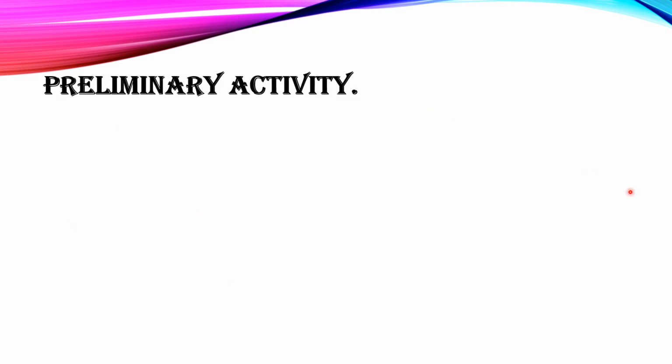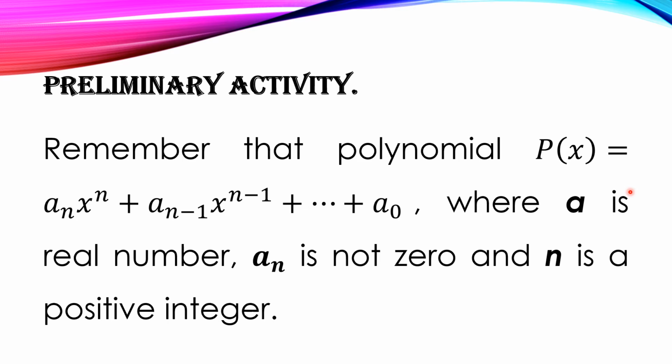Okay, let's have our preliminary activity. Remember that a polynomial p of x is equal to a sub n x raised to n plus a sub n minus 1 times x raised to n minus 1 plus up to a sub 0, where a is a real number, a sub n is not 0, and n is a positive integer.